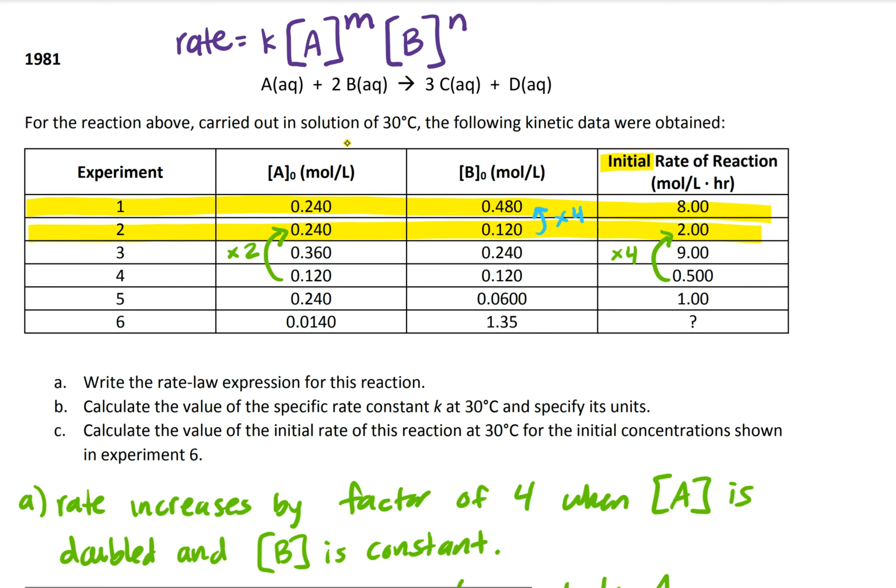And then I examine how the rate has changed. It's gone from 2 to 8. That has increased by a factor of 4. So I've quadrupled B, and the rate was also quadrupled. So this means B is first order.